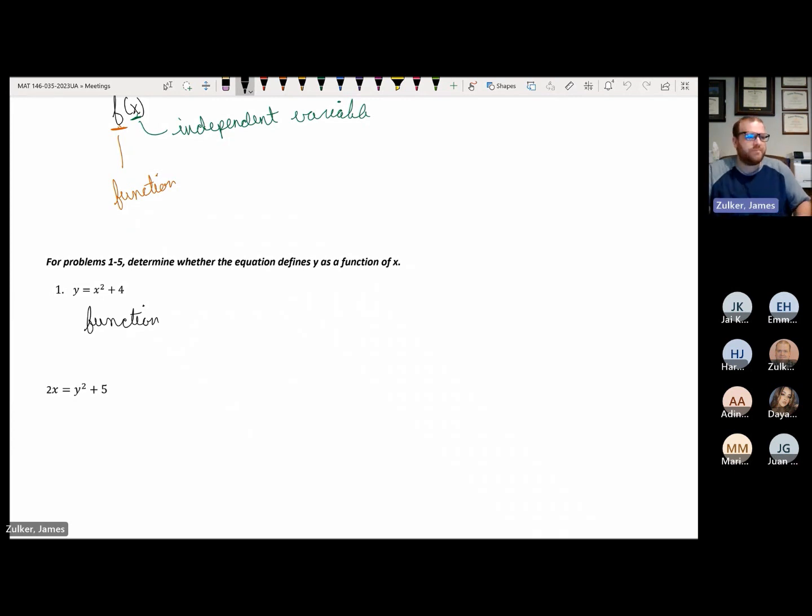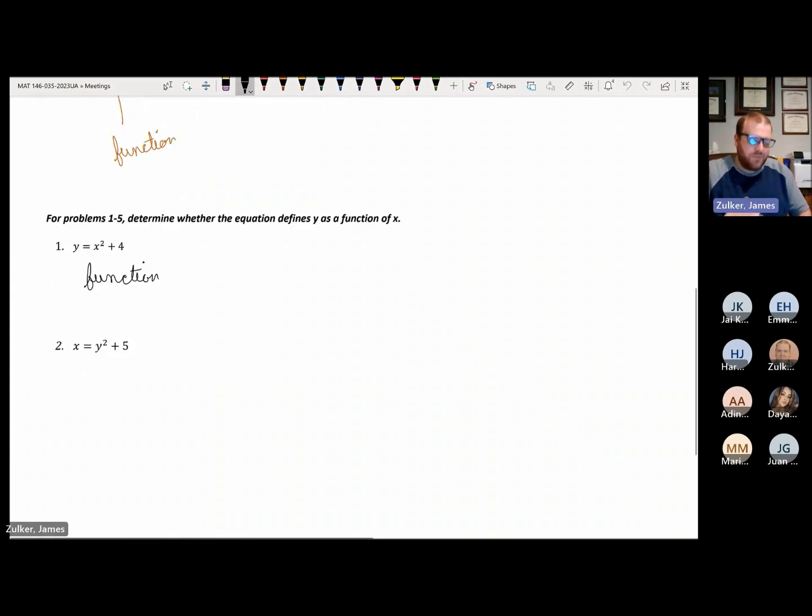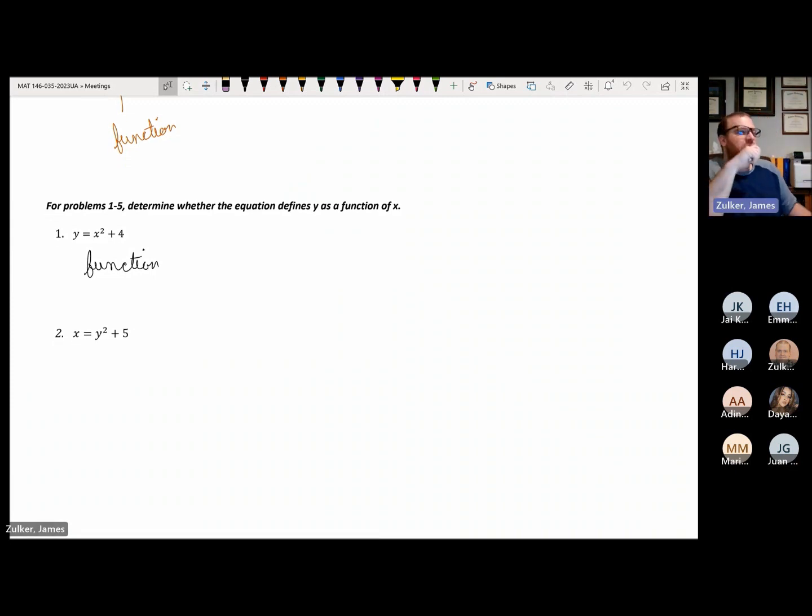But now, let's look here. x equals y squared plus 5. Well, let's try and solve this for y. The first thing you're going to do is subtract both sides by 5. We get y squared is x minus 5.